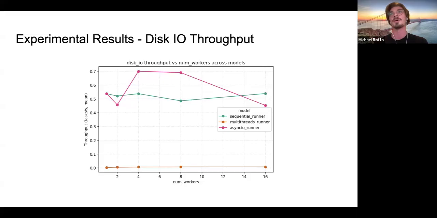Now, on the sequential and async IO, at the top of the graph, we see the same result, that there is this Goldilocks zone where throughput does increase in the case of async IO, but after a large number of workers, we see that the overhead of creating all those workers causes sequential to actually have higher throughput. Next slide, please.